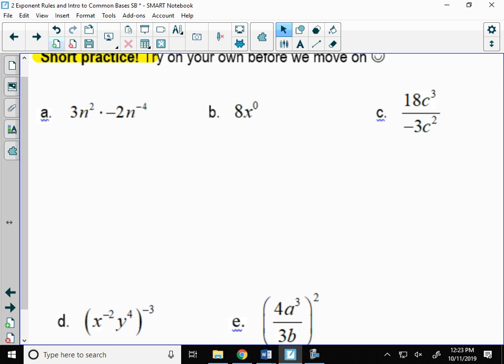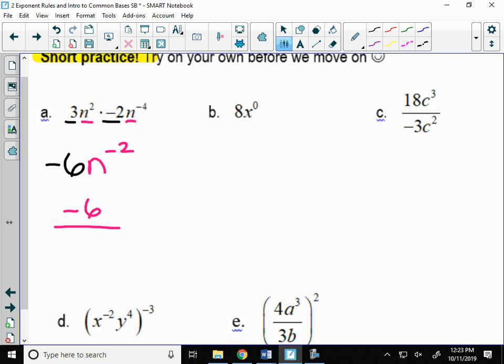It doesn't matter. All right, for this one, when I have numbers, so it's all multiplying, right? So I'm going to multiply to start the 3 and the negative 2. That gives me negative 6. Now, what do I do with the n's when they have the same base? What do I do with their exponents? Add them. So what's 2 plus negative 4? Negative 2. All right, but I can't leave my negative exponent. So it moves to the denominator, and I have negative 6 over n to the positive 2.